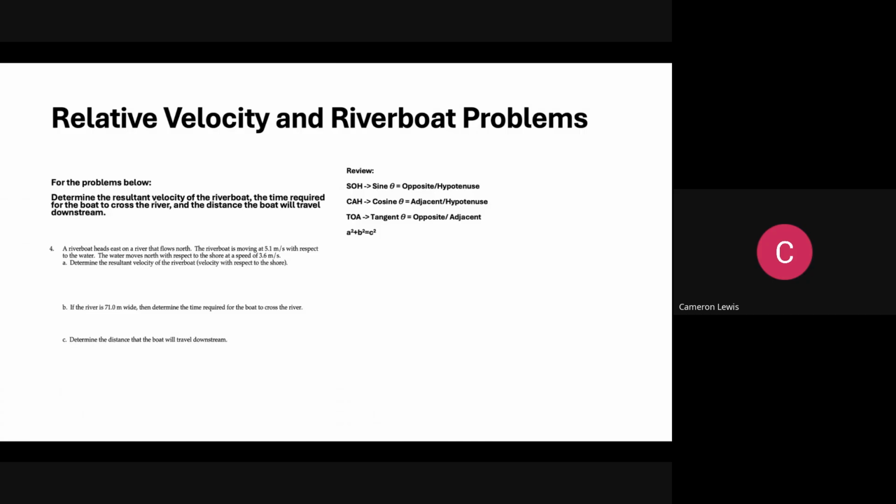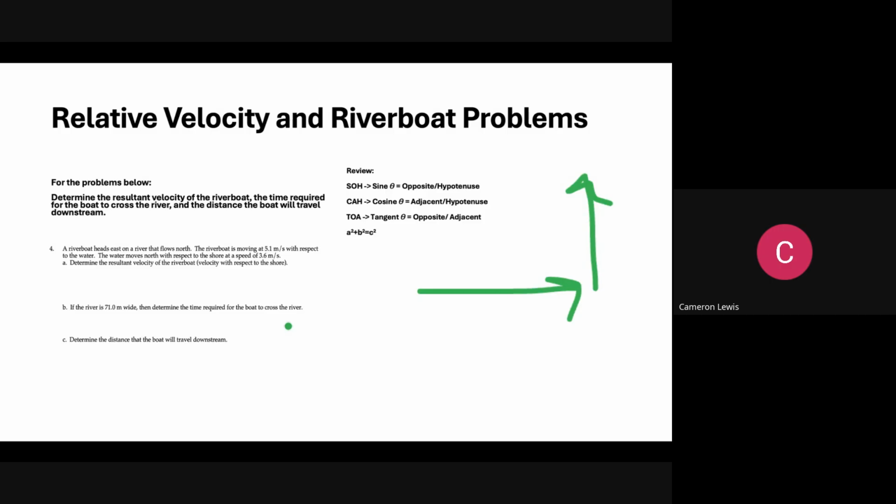And this is the same thing with the riverboat, right? So now let's just add the math to it for the last 5 minutes real quick. This is the same thing we just did conceptually, but now we're going to do it with an actual math problem. So we want to find a resultant vector of the riverboat. The riverboat heads east on a river that flows north, right? So the riverboat, let me draw it, is going east on a river that flows to the north.